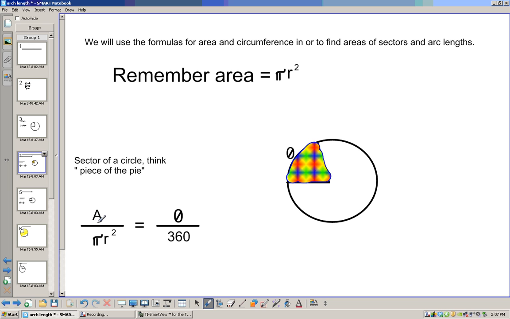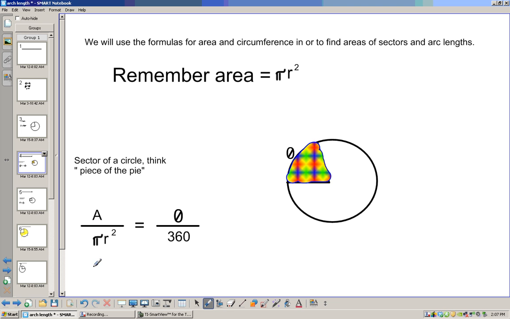You set it up like this. The area of the piece over the area of the entire thing equals how many degrees this is over the total degrees of this circle, which is 360. This part of the ratio right here, the right side, is going to be set up the same every time, whether we're finding the area of a sector or an arc length.